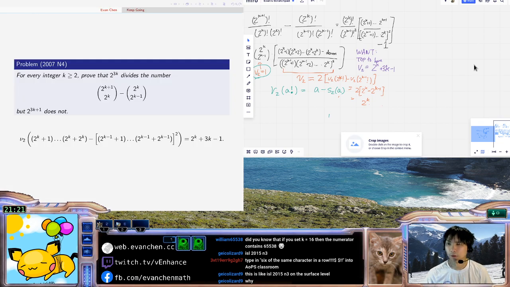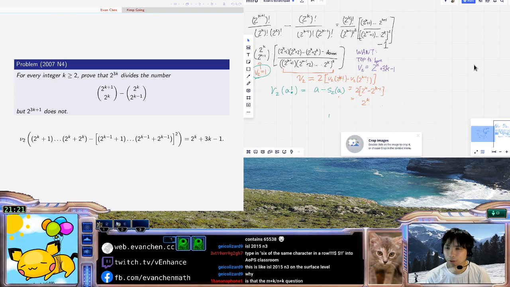Okay, so we want that. Is that actually what we're going after? Because if so, that's actually a really bulky expression.